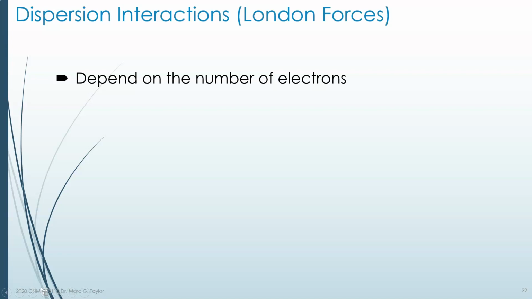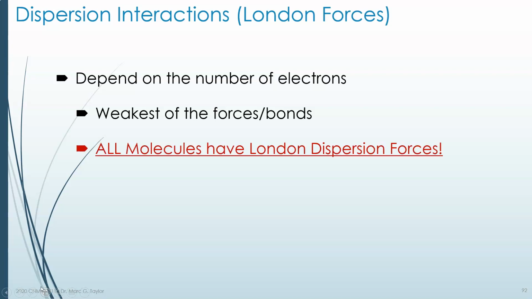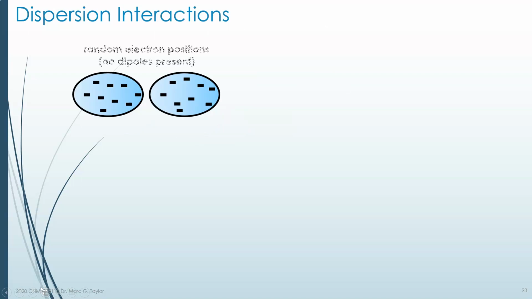So London forces can be used by every covalent molecule, but they're more important in nonpolar molecules because that's all they've got. They depend on how big they are, how many electrons they have, and they are the weakest of all the forces holding molecules together. All molecules can use dispersion forces. More electrons, the stronger the force. So why? Well, let's talk about what a dispersion force actually is.